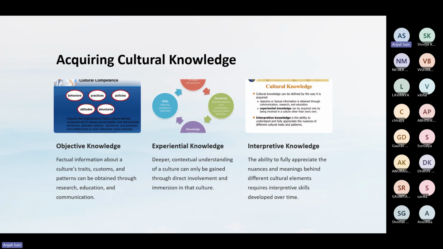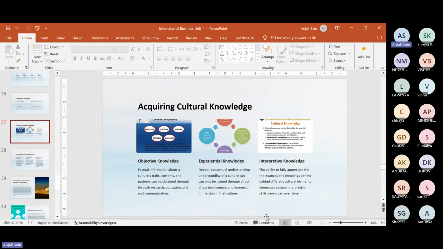Okay. Then comes our topic of acquiring cultural knowledge. Now, in this case, we'll discuss how I can acquire cultural knowledge of the other country. First is objective knowledge. Objective knowledge में क्या है कि on the basis of factual information, I get to know the culture of the other countries. Dhruv, is it clear to you now?